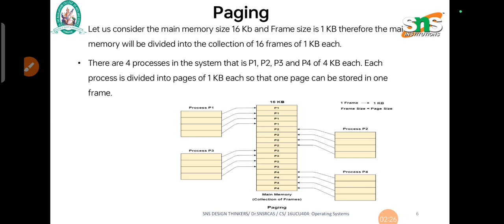Let us consider the main memory size 16 KB and frame size is 1 KB. Therefore, the main memory will be divided into a collection of 16 frames of 1 KB each. There are 4 processes in the system, that is P1, P2, P3 and P4, which are of 4 KB each. Each process is divided into pages of 1 KB each so that one page can be stored in one frame. So there are 4 different processes in this example. Each frame size is 1 KB and the frame size is equal to the page size. So all the processes fit into the frames, that is 16 KB.